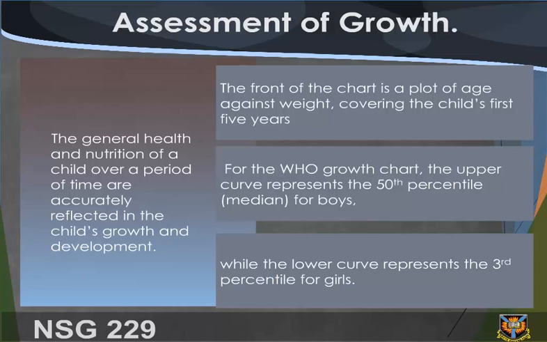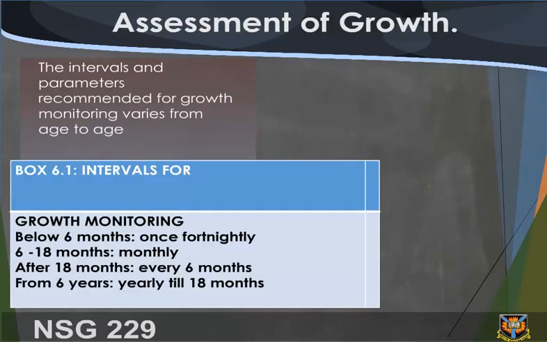Assessment of growth. The general health and nutrition of a child over a period of time are accurately reflected in the child's growth and development. The front of the chart is a plot of age against weight, covering the child's first 5 years. For the WHO growth chart, the upper curve represents the 50th percentile median for boys, while the lower curve represents the 3rd percentile for girls. The intervals and parameters recommended for growth monitoring vary from age to age.